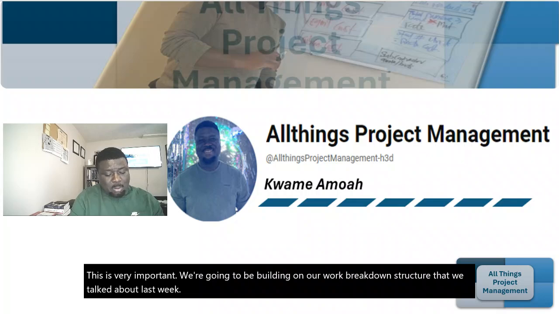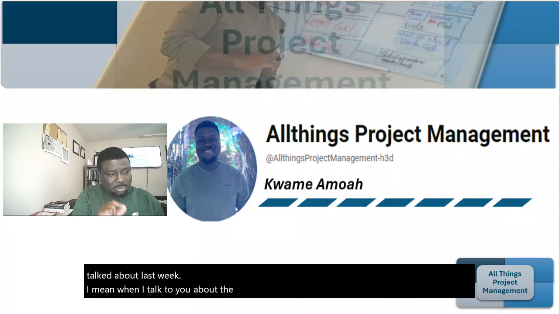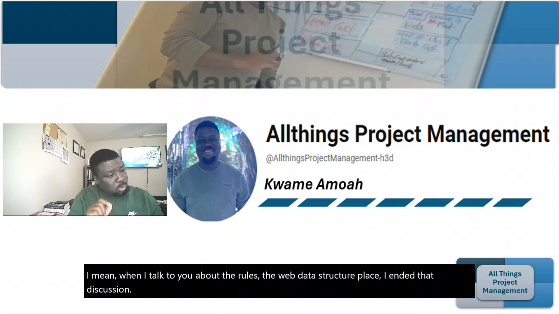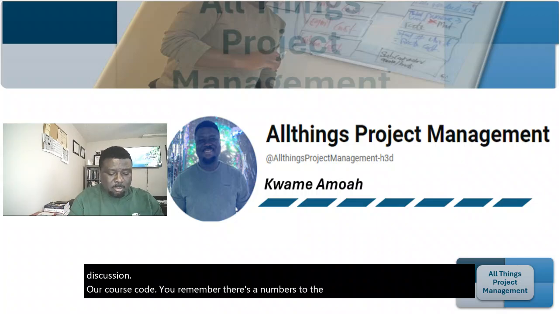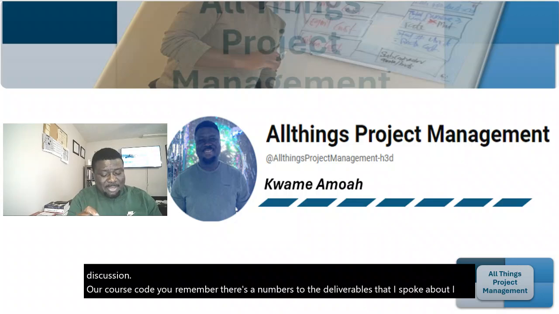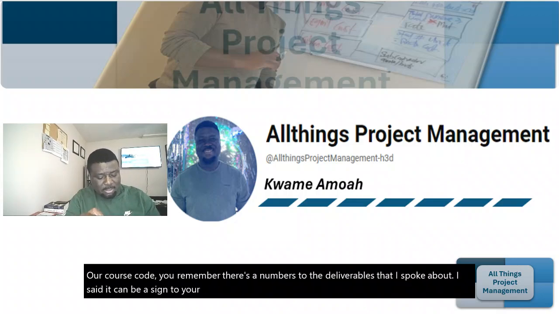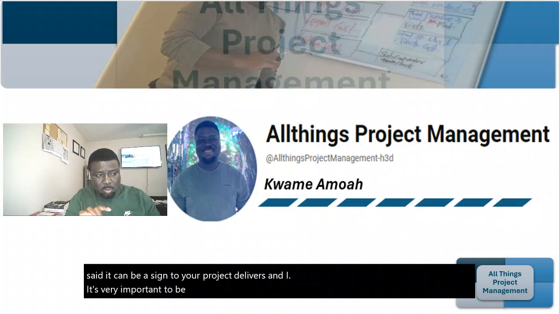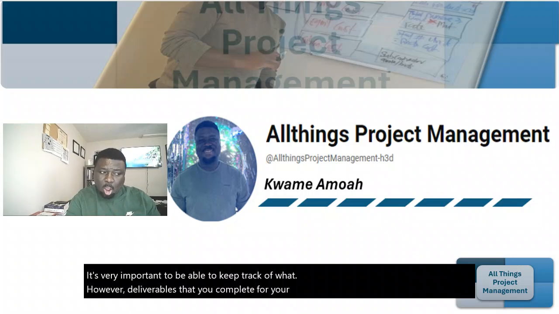When I talked to you about the roles the work breakdown structure plays, I ended that discussion on how cost codes, the numbers you remember for the deliverables that I spoke about, can be assigned to your project deliverables and activities. It's very important to be able to keep track of whatever deliverables you complete for your project and how much cost is associated with it. After all, we're dealing with budget and money in order to finish our project.